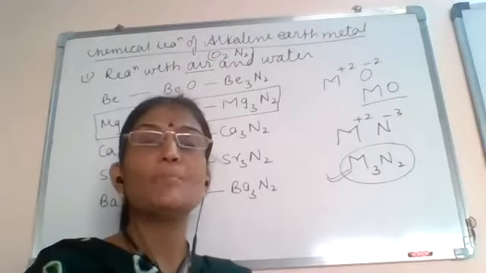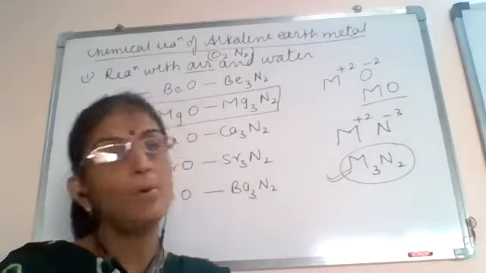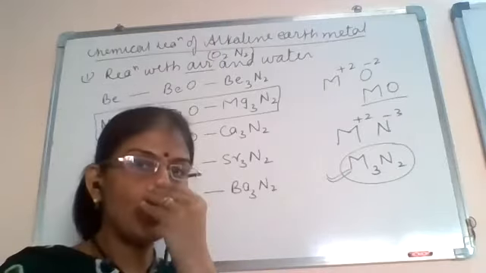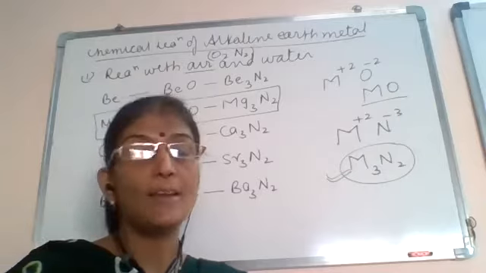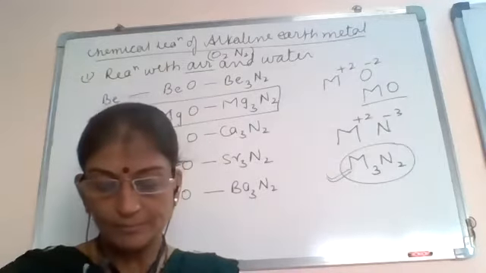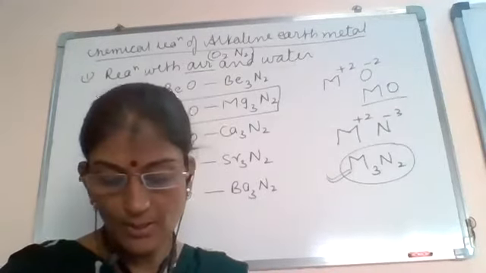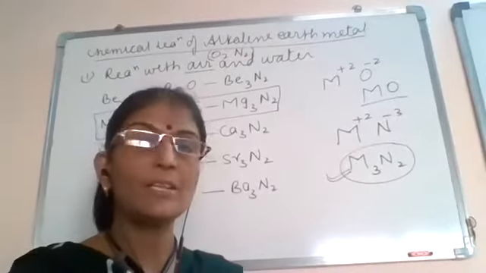So what happens when magnesium ribbon burns? It gives magnesium nitride and magnesium oxide. Similarly, all other metals also combine with air and burn in air to give oxides and nitrides. Clear? Now, reaction with water.